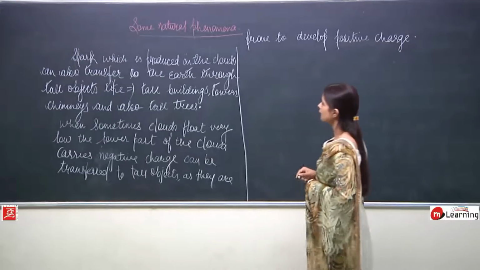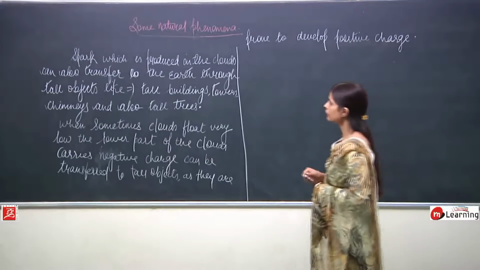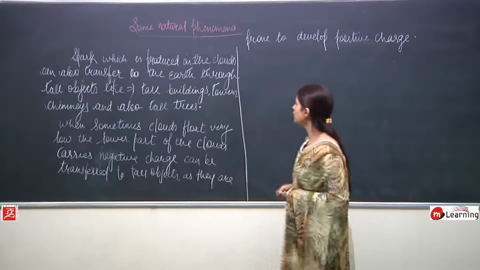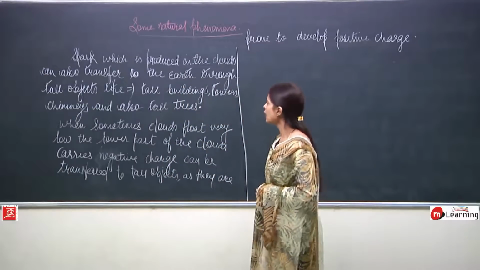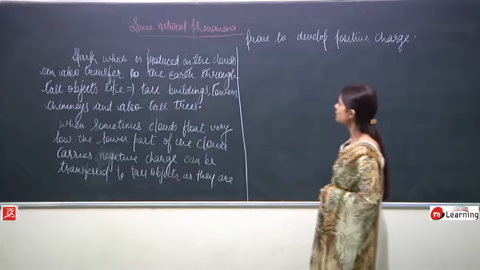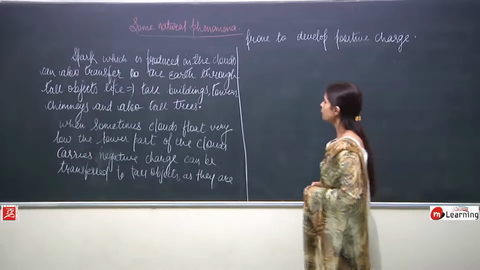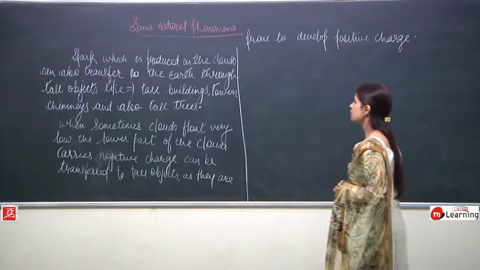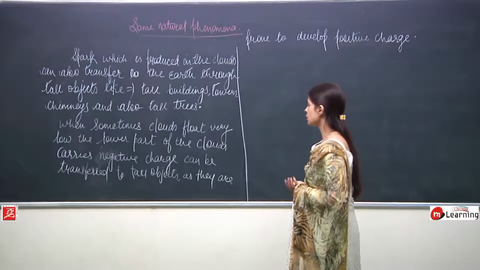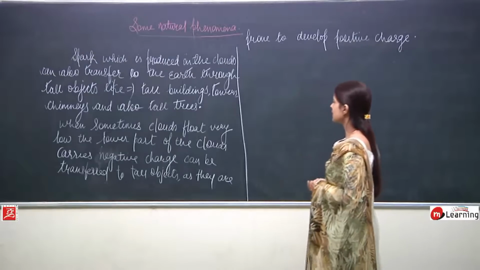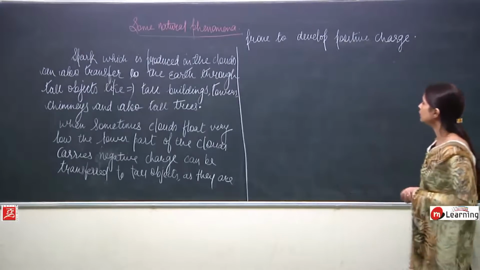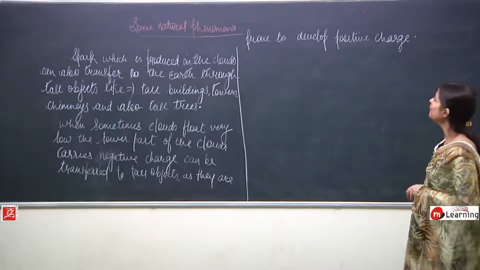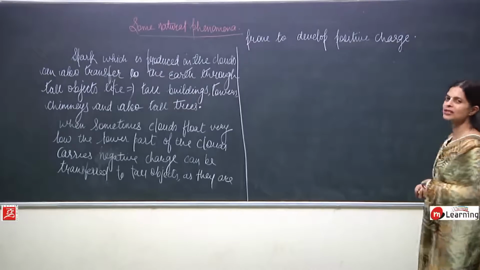Spark which is produced in the clouds can also transfer to the earth through tall objects like tall buildings, towers, chimneys, and also tall trees. When sometimes clouds float very low, the lower part of the clouds carries negative charge, which can be transferred to tall objects as they are prone to develop positive charge.